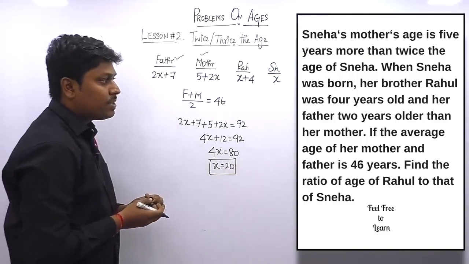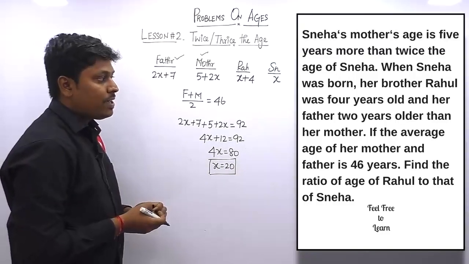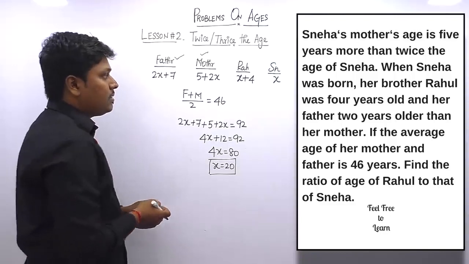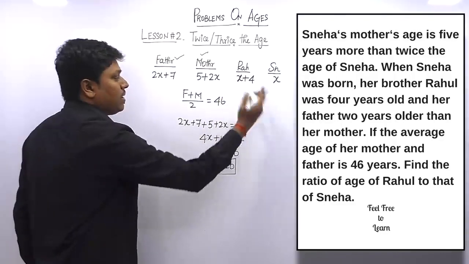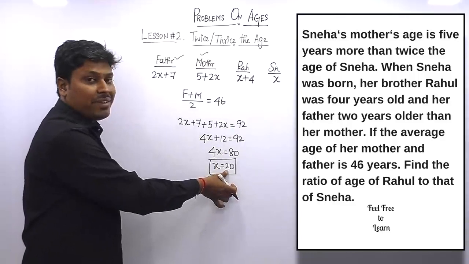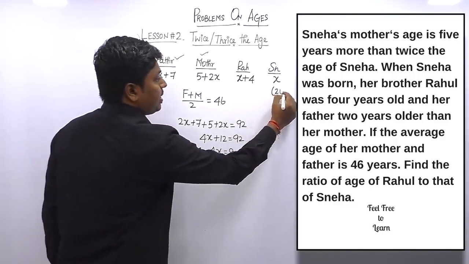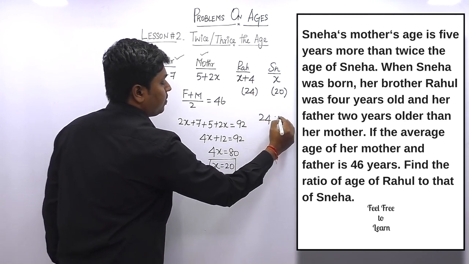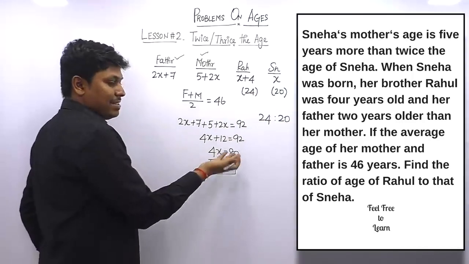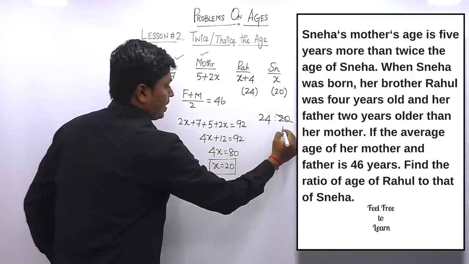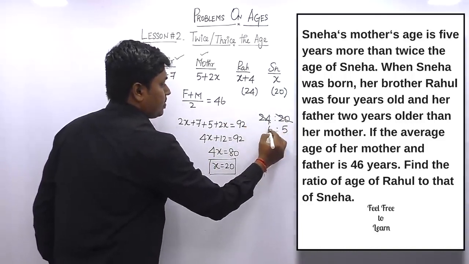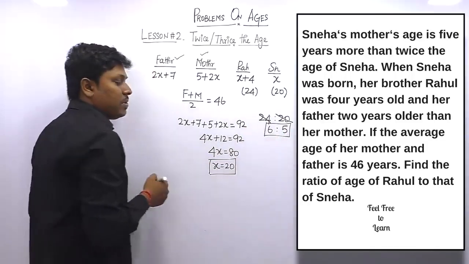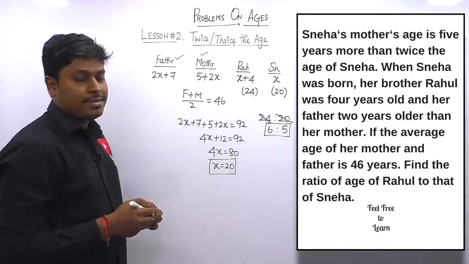And at the last point, what is our target? Find the ratio of age of Rahul to that of Sneha. Our target is to find the ratio of Rahul and Sneha, right? And we already found the value of x is equal to 20. So Sneha's age will be 20, Rahul's age will be 24. So 24 is to 20. I think we can cancel using the 4 table. 5 4s are 20, 6 4s are 24. So finally the ratio of age of Rahul to Sneha is 6 is to 5.